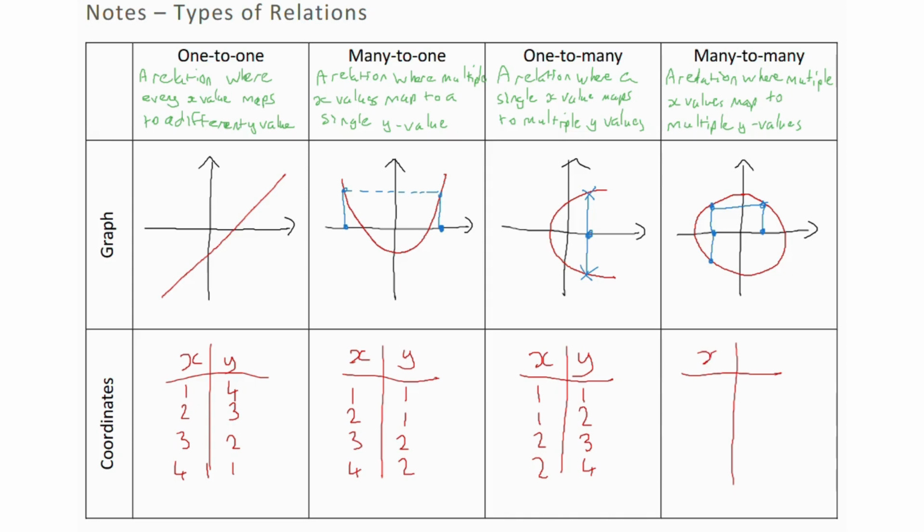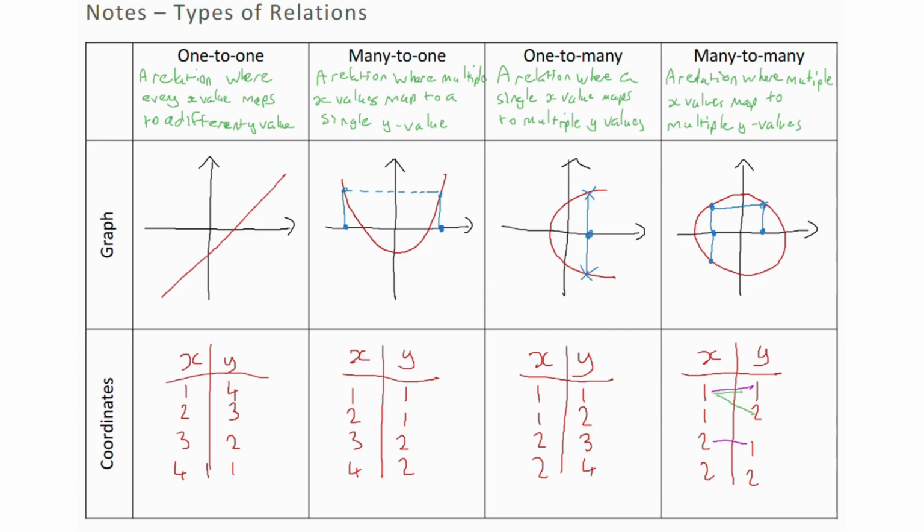In terms of the table of values, this might look something like one x value maps to multiple different y values, but also multiple x values map to one y value. So one x value maps to multiple y values, but also multiple x values map to the same y value. So this is what would be a many-to-many.